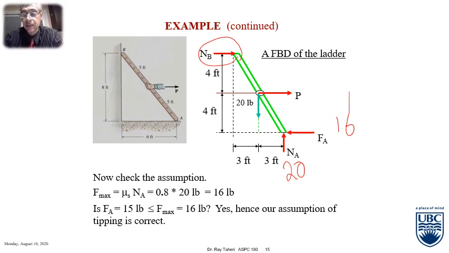On the other hand, we write the sum of the moments at this point equal to zero. This N B multiplied by this length, 8, clockwise, and then P multiplied by 4 clockwise, should be equal to 20 multiplied by this length, which is 3. You continue the calculation and you realize the answer for N B, the reaction force on the wall, becomes negative, which means it is incorrect. So in this case, if you had started from the assumption that sliding happens, the answer would have been incorrect.